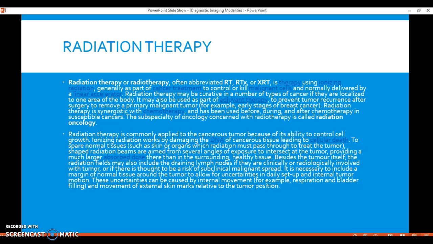Radiation therapy or radiotherapy is often abbreviated as RT or RTX. It's a therapy using ionizing radiation, generally as a part of cancer treatment to control or kill malignant cells, normally delivered by a linear accelerator. It is still radiation. The radiation is a much stronger dose than anything coming out of an X-ray machine or off of a nuclear medicine patient.